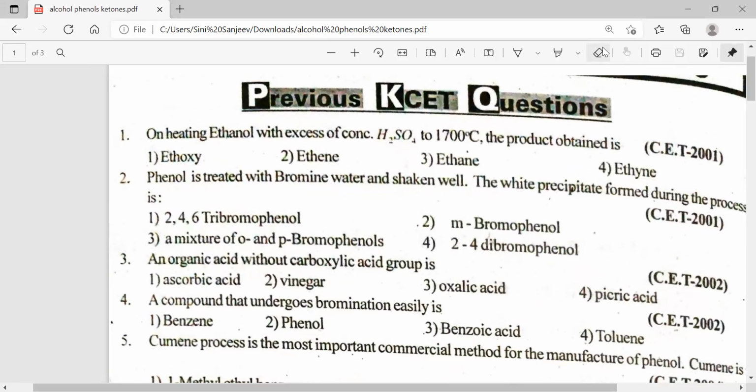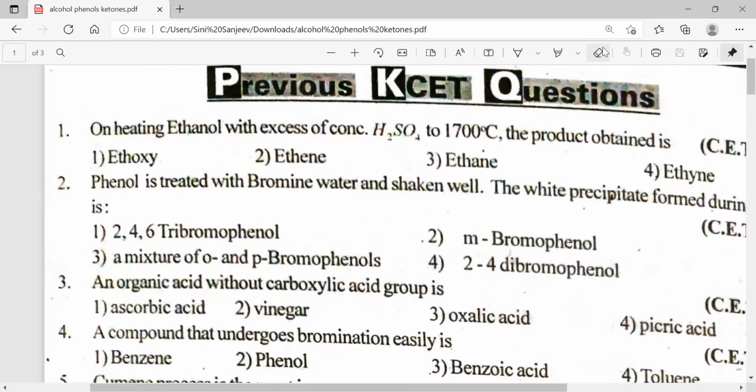So let's see. First question: on heating ethanol with excess of concentrated H2SO4 at 170 degrees Celsius, the product obtained is what? The first one, this one. This is pretty much a direct question, correct? Yes. So this is nothing but what? Alcohol with acid, correct? Alcohol with acid. So what is the product? Alcohol with acid will give me what? Alkene.